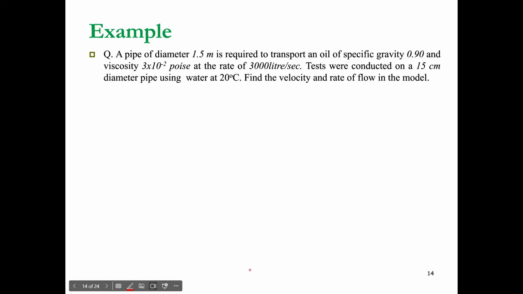A pipe of diameter of 1.5. So I have a diameter equal to 1.5. I don't know if it's a model or prototype. Just keep it. You are going to transport the oil with a pipe. So SG, or specific gravity, is 0.9. And viscosity is the number that you can see. And the last one says the rate of 3000.